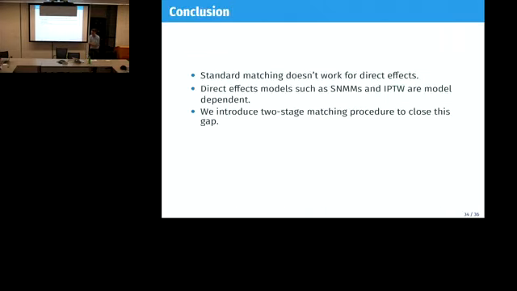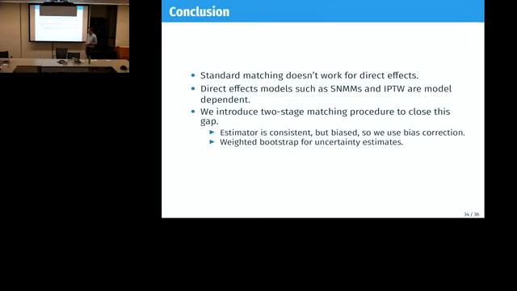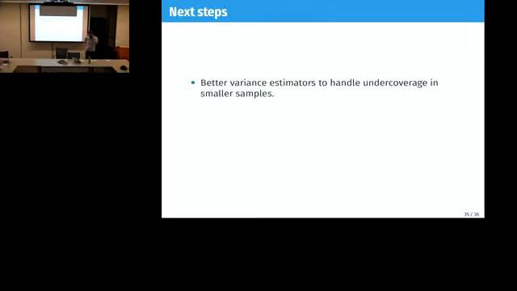Okay. So just to wrap up, standard matching doesn't work for direct effects. Direct effects models such as sequential g-estimation and IPTW are model dependent. And so we introduce this matching procedure to close this gap, to bring another toolkit to the direct effects estimation literature. It's biased, so we use bias correction, and we use weighted bootstraps. The things we're thinking about doing next: we do have some undercoverage in smaller samples, and we'd like to think about better estimators for that.